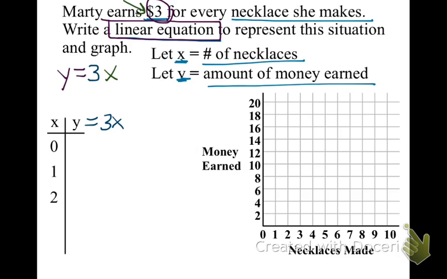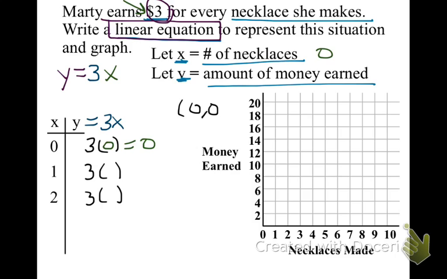So my equation is going to be y is equal to 3x. So let's go ahead and solve it. It's going to be 3 times x. Let's see what this is going to equal. My first value is 0, which is equal to 0. Well, that makes sense, right? Because if I have made 0 necklaces, I haven't made any money just yet. So my first coordinate point is going to be 0, 0.